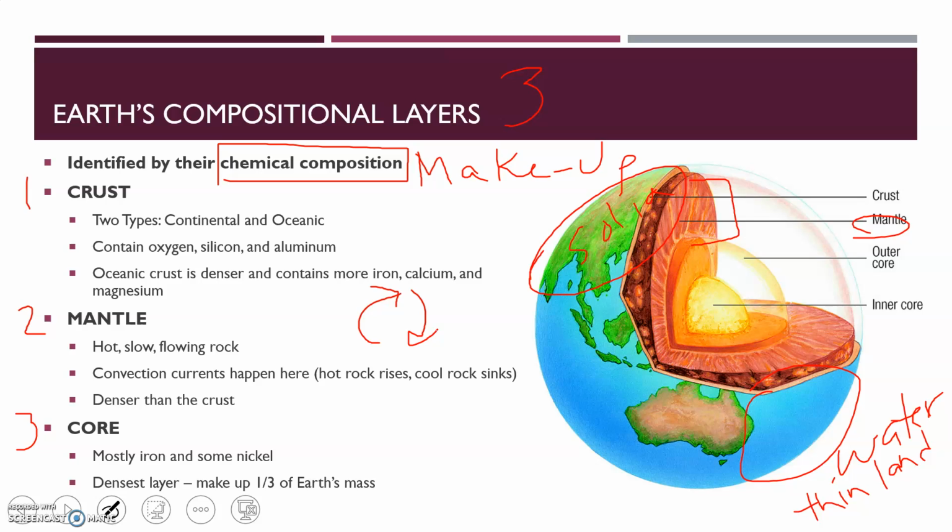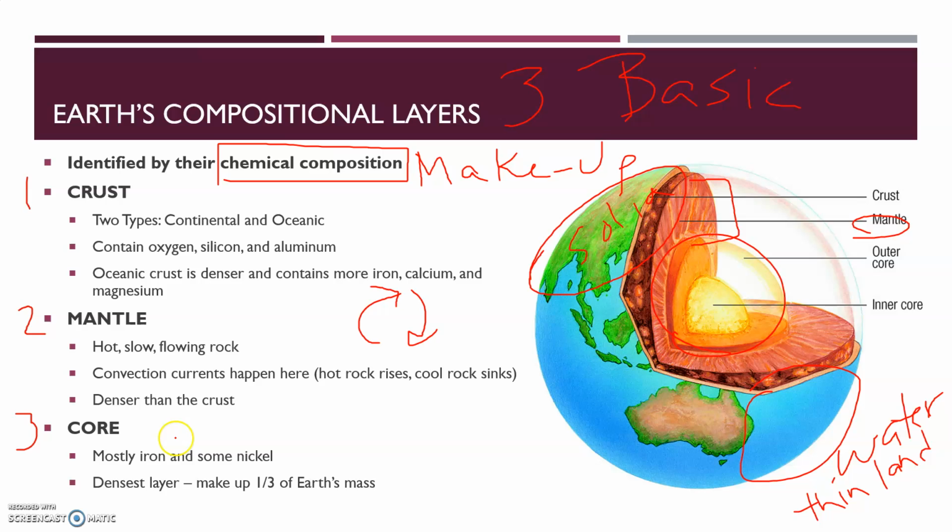And the third composition layer is the core. The core is made up of mostly iron and nickel. It's this giant part right here, and it's about 1/3 of Earth's mass. Something to understand: these are the layers you probably learned in elementary school. They are the basic layers, okay?